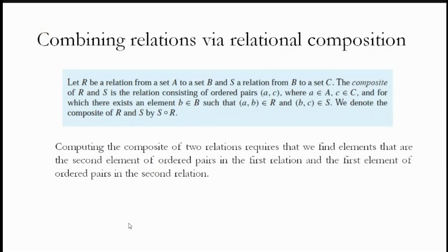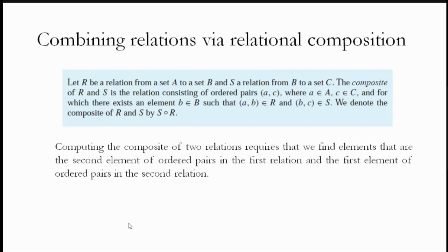Now, combining relations via relational composition: let R be a relation from set A to set B, and S a relation from B to set C. The composite of R and S is the relation consisting of ordered pairs (a, c), where a belongs to set A, c belongs to set C, and for which there exists an element b belonging to set B such that (a, b) belongs to R and (b, c) belongs to S. We denote the composition of R and S as S o R.